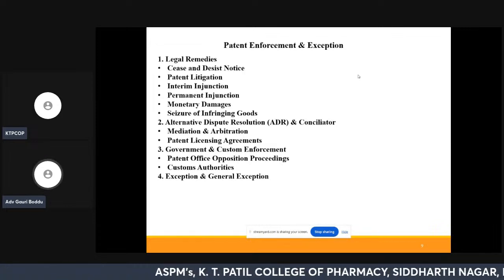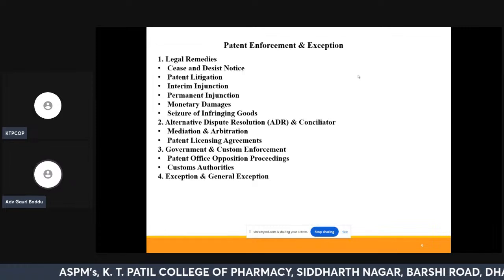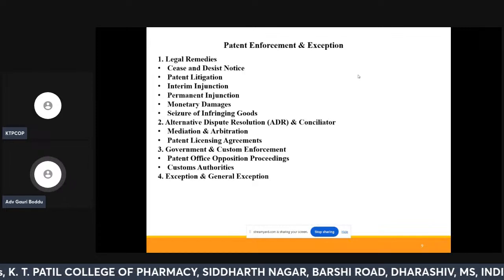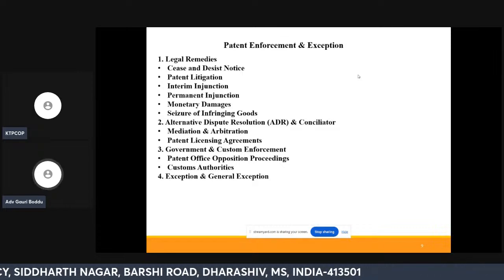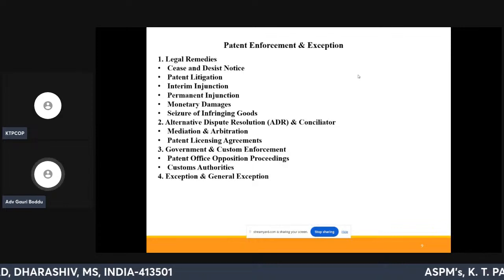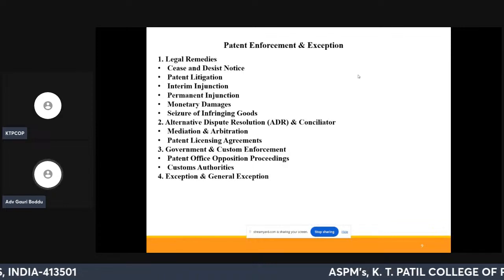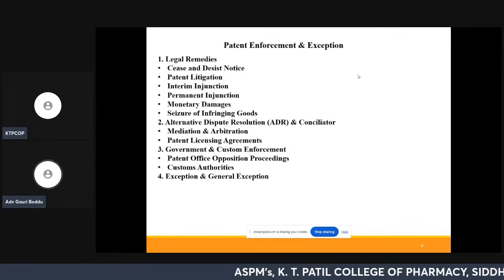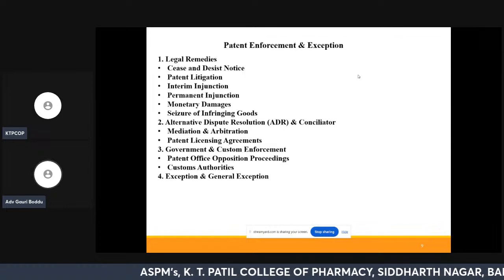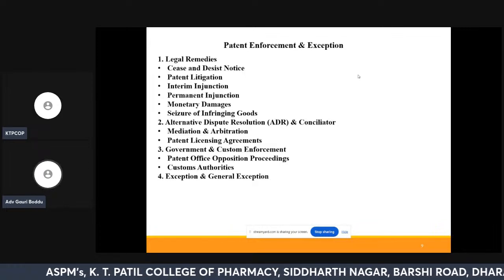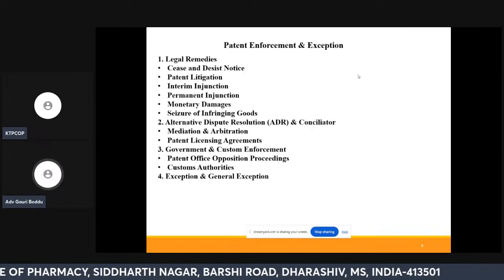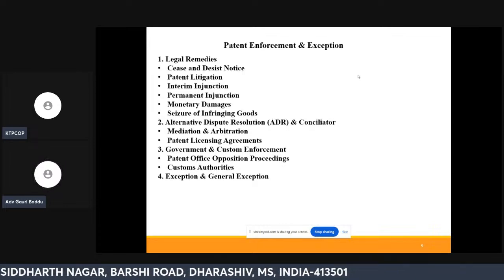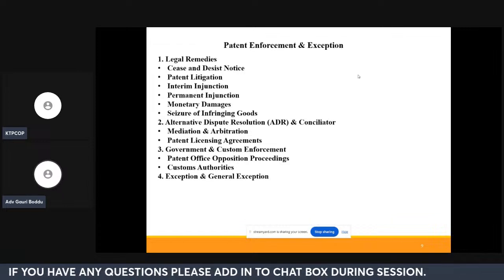Now after his opposition comes, we file our counter statement and it goes to the hearing, and thereby our matter gets decided whether our patent is accepted or whether our patent is refused. So that is patent office opposition proceeding, likewise the court proceedings. So now, customs authorities. Some jurisdictions allow customs to block infringing imports. So there are some customs authorities who don't allow the patent to get patented.